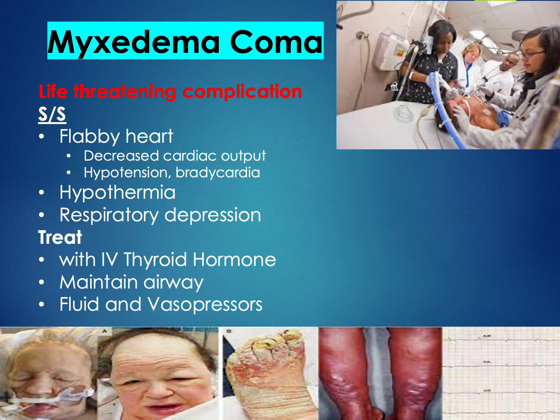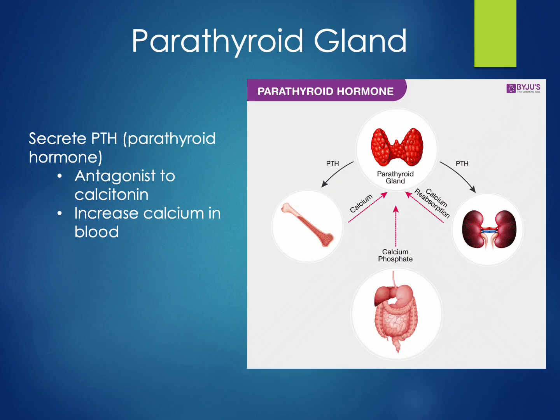But usually mortality is high even with aggressive treatment. The parathyroid gland, let's talk about it. The parathyroid gland is composed of two pairs of small glands located on the thyroid. So a total of 4 small glands, but in 2 pairs. So that's why it's called parathyroid. It releases the parathyroid hormone called PTH.